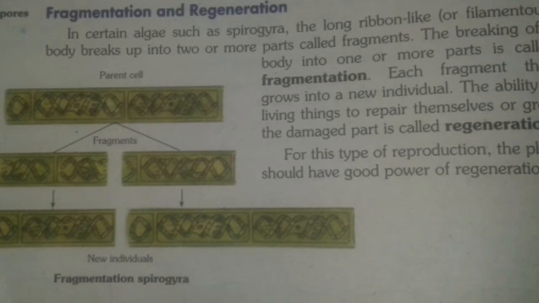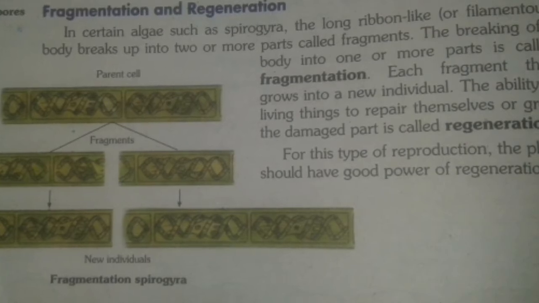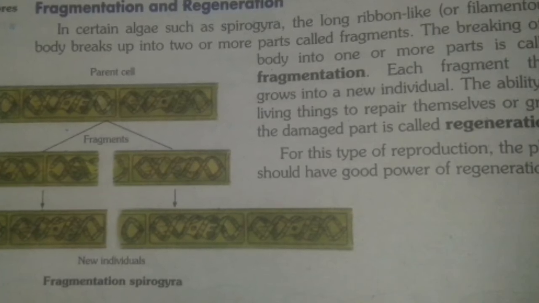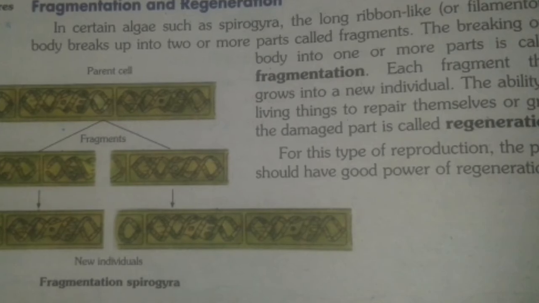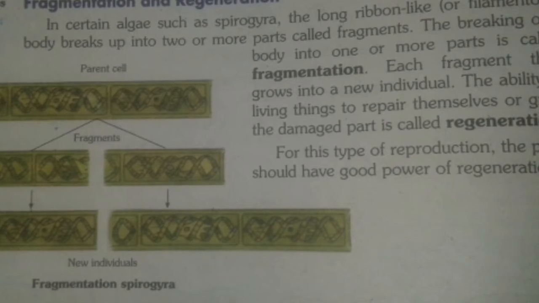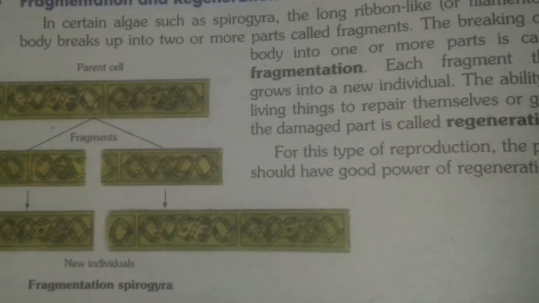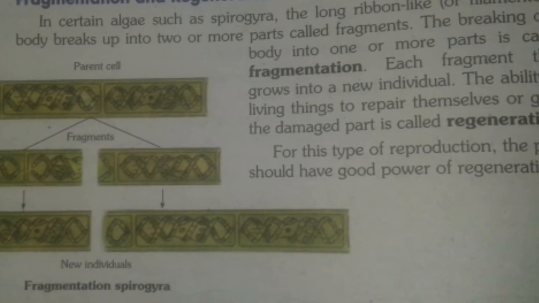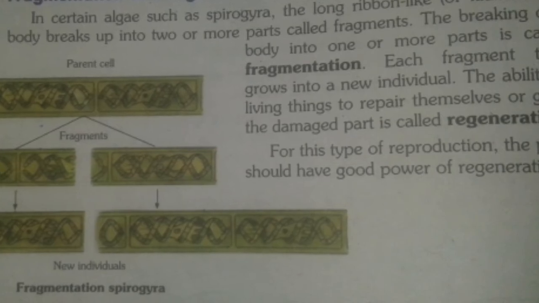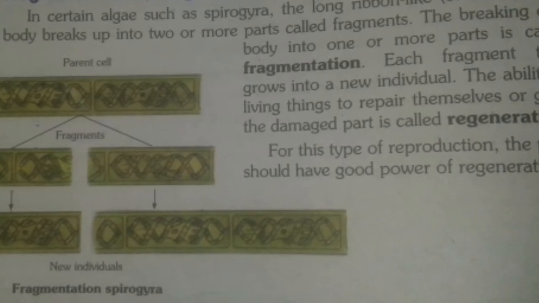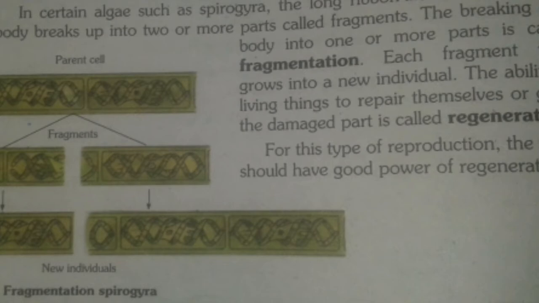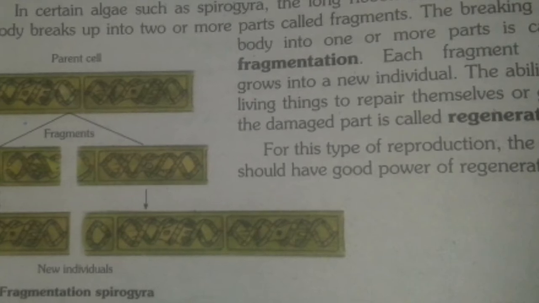For this type of reproduction, the plant should have a good power of regeneration. Whenever we discuss regeneration in asexual reproduction, the process involves only one thing: first it breaks into some fragments, and then all the fragmented parts grow into new individuals. So guys, this is all about fragmentation. This is a very simple topic and not so important, but it's in the syllabus, so we have to study it. The next main topic is vegetative propagation.